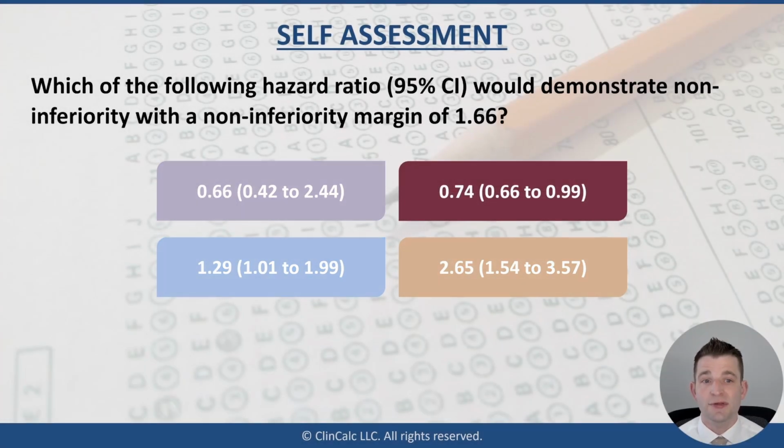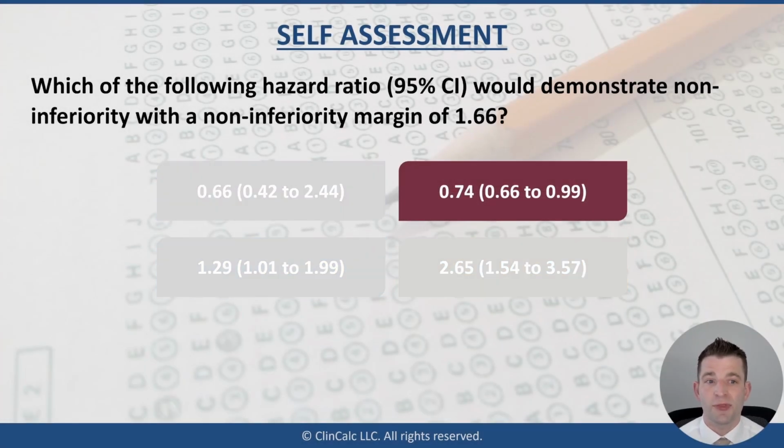The correct answer here is going to be 0.74 with a range of 0.66 to 0.99. And the reason for that is that our non-inferiority margin is 1.66. So that means that our confidence interval cannot include any values of 1.66 or higher. So this is higher than 1.66, this is higher than 1.66, and this is higher than 1.66. In this case, our worst value is 0.99, which is below our non-inferiority margin, which would allow us to prove non-inferiority with that 95% confidence interval.